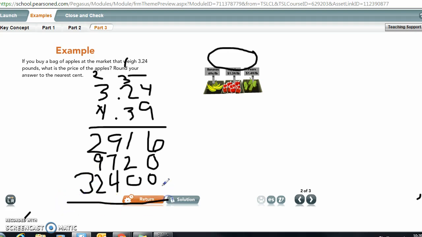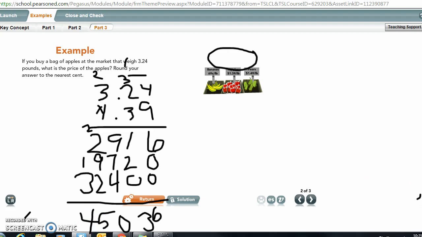So let's go ahead and add these. 6 plus 0 is 6. 2 plus 1, 3. 4 plus 9 plus 7, well, 7 plus 4 is 11. 11 plus 9 is 20. Carry my 2. 2 plus 2 is 4. 4 plus 2 is 6. 6 plus 9, 15. Carry my 1. 3 plus 1 is 4.